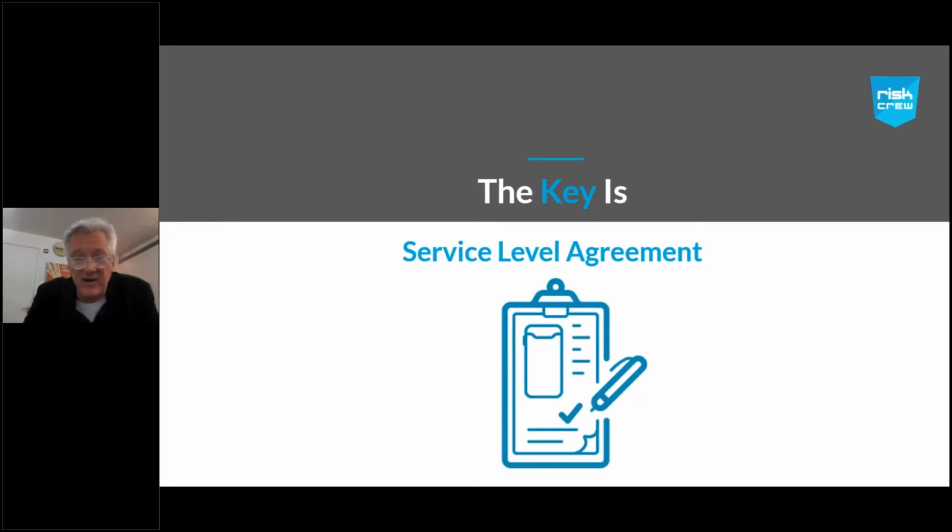And all of this advice that I'm giving you, albeit common sense, needs to find its way into a written document, and that document is your SLA for your service provider.